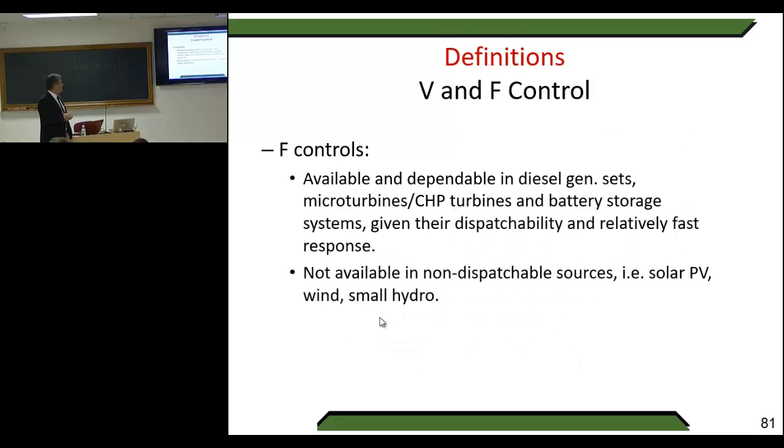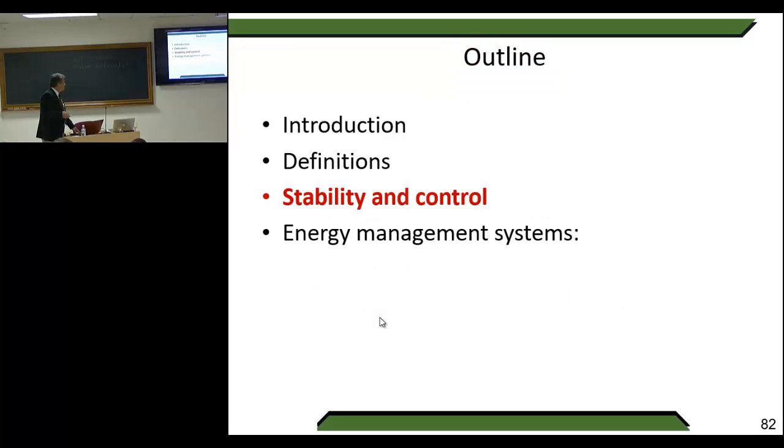In the case of frequency control, the availability depends on diesel gensets, which have the potential to do that. Microturbines, CHP turbines, and battery storage systems can give you that, given their dispatchability and relatively fast response. This is the common situation. Normally it's not available in solar PV, wind, and small hydro, but as mentioned before, there are new trends with this derating strategy to have the possibility to support frequency also. I don't know at the moment if there are any questions. This is the umbrella with the introduction and definitions, and we move to stability and control.